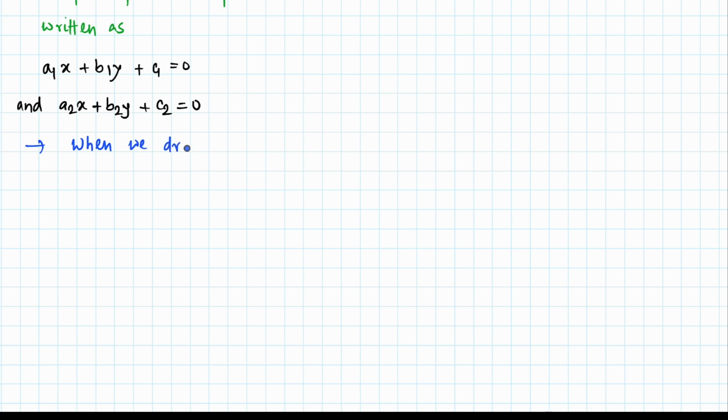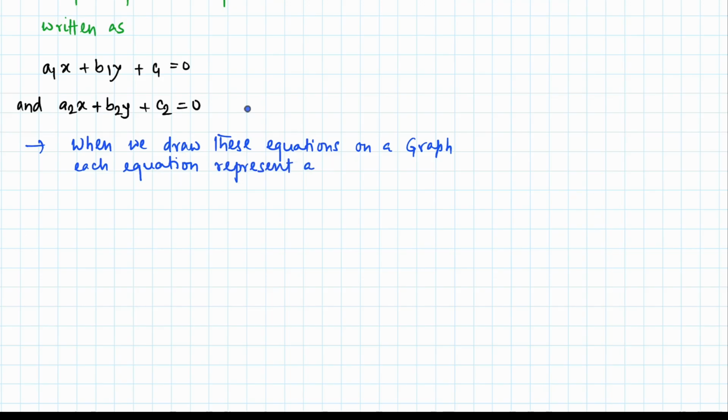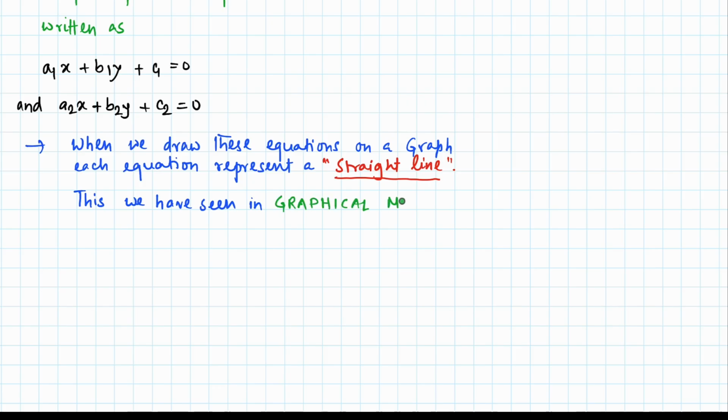Now when we draw these equations on a graph, as we have already seen in the graphical method, each of these equations will represent a straight line. So for a linear pair of equations we will always get straight lines. That is the nature of the graph. We have touched upon this in the graphical method, but here we will learn each and every concept thoroughly.